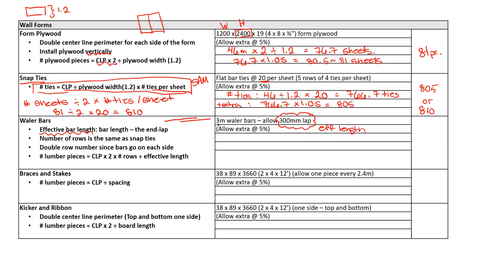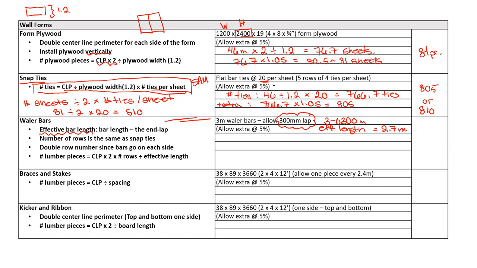Now they're 3 meters long, they overlap 300 millimeters. So that means 3 minus 0.300, keep everything in meters, equals 2.7 meters for the effective length. Make sure you subtract millimeters from meters. 3 minus 300 is not going to work very well. That would give you a negative, so that'll be a clue for you.